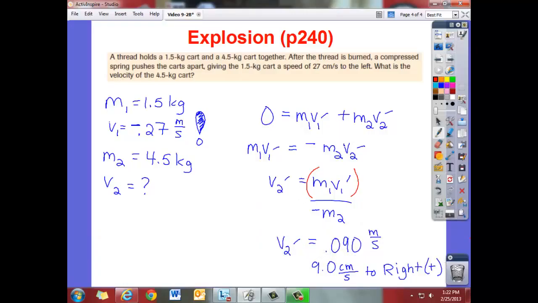is 0.090 meters per second, or 9 centimeters per second to the right. You know that it's to the right because you get a positive answer, and you also know that it's to the right because V1 was negative, so V2 has to be positive. They have to be in opposite directions.